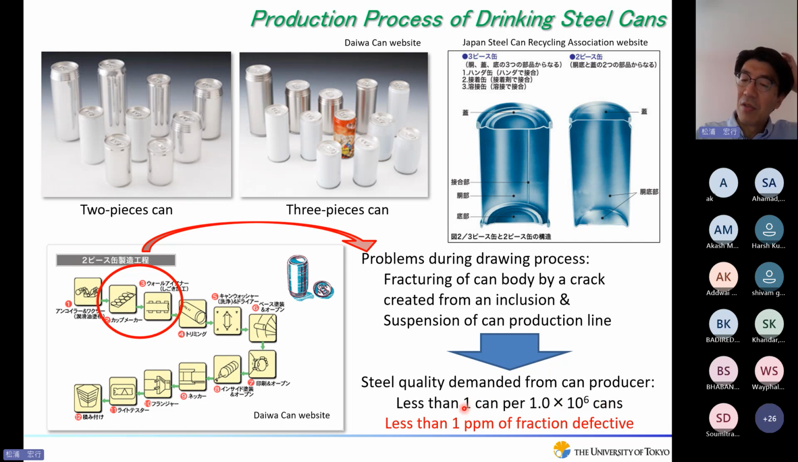I mean, if we produce 1 million cans, you must avoid even one can fracture. So in that case, less than 1 ppm of fraction defective is required. This is quite severe for the steel makers.